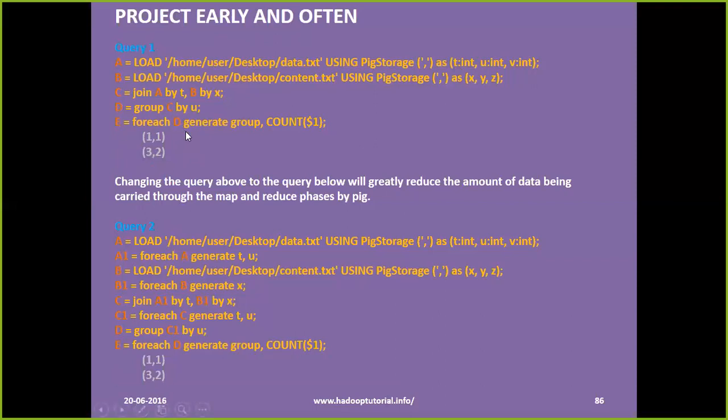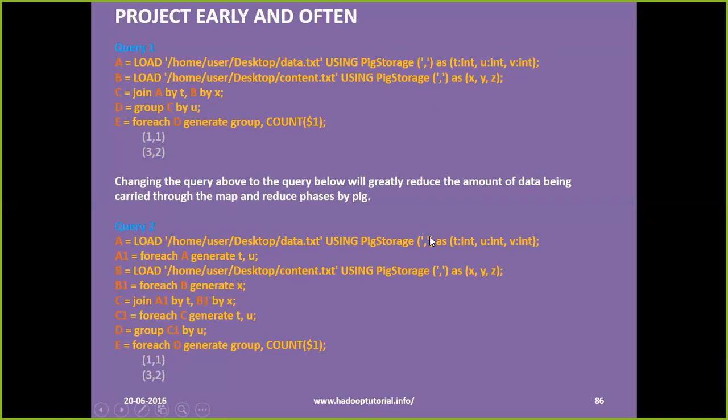Finally, foreach D, generate group, which means U, comma count of $1. Here I'm trying to get the counts of U's, how many times each is repeated. If that is my intent, what is the need for passing V and Z throughout this chain of commands? So we'll eliminate them.